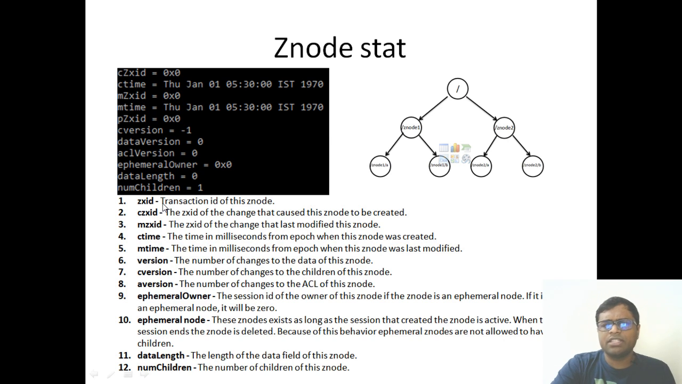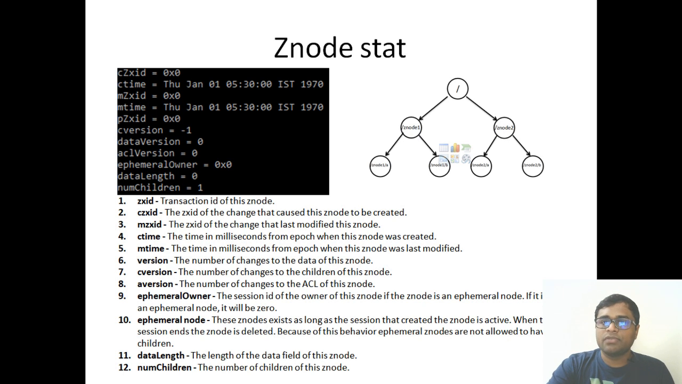So ZX ID is basically the transaction ID of this node. Let me give you some information on what exactly transaction means here. Zookeeper basically maintains a client-server model. Here Zookeeper is a server and we have multiple clients who are trying to access or coordinate with Zookeeper for the multiple services that Zookeeper provides.